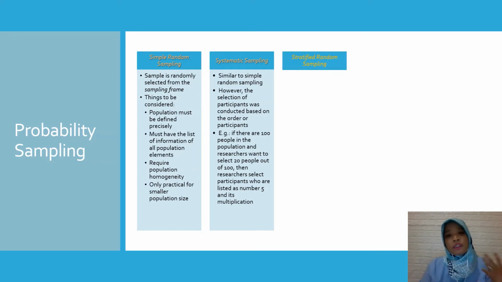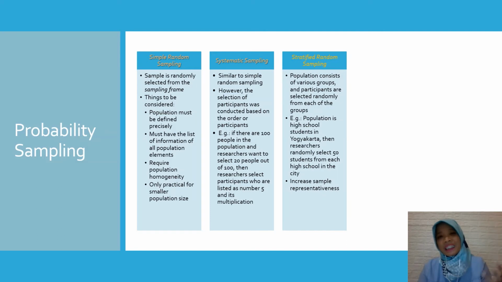Next is stratified random sampling. It is an even more systematic way than systematic sampling. If our population consists of various groups and participants are selected randomly from each of the groups, then that's called stratified random sampling.